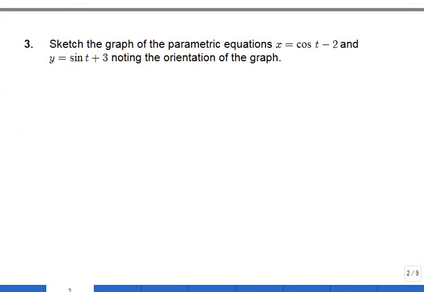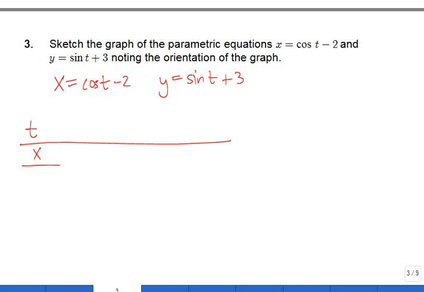Now we want to sketch the graph of the parametric equations x equals cosine t minus 2 and y equals sine t plus 3, noting the orientation of the graph. So here are my two parametric equations. And we want to make a graph, so we're going to make a table. And this time, because x and y are in terms of trig functions, the t's that we use probably should be nice angles that we would normally use on our unit circle. So when you're picking these t's, make use of some of those nice angles.